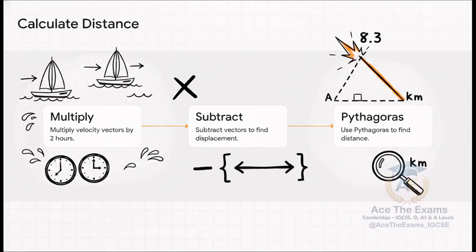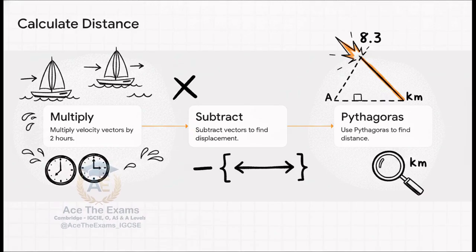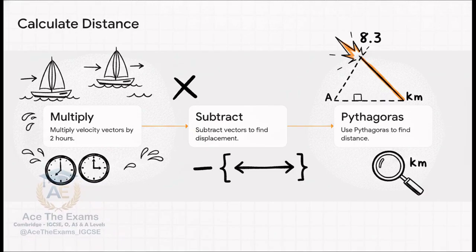First, we use the scalar multiplication we learned earlier, multiplying their hourly velocity vectors by the scalar of 2 hours. This gives us their new positions. Then, we subtract the Bellatrix's position vector from the Antares position vector to find the relative displacement vector between them. Finally, we unleash Pythagoras on that resulting displacement vector, which is minus 1i plus 8.2j.